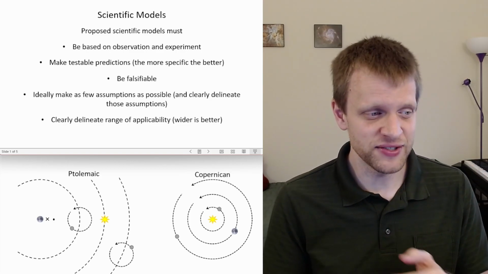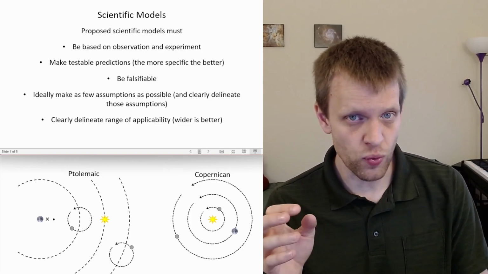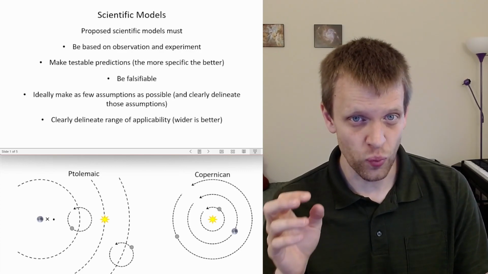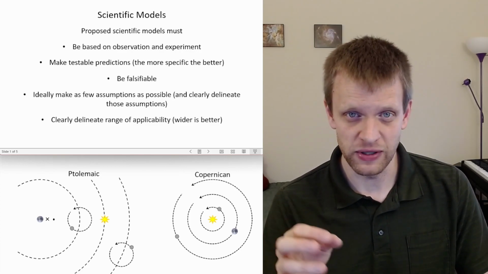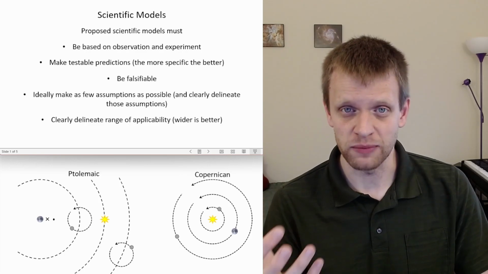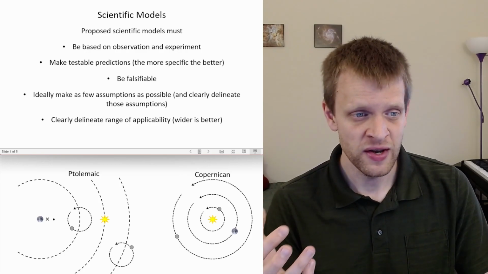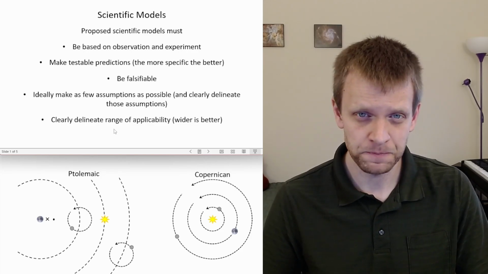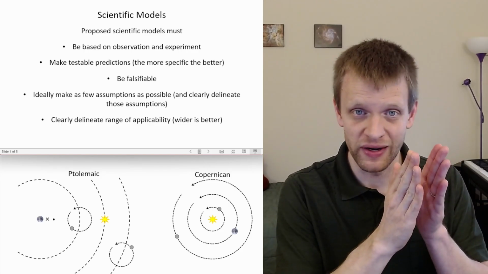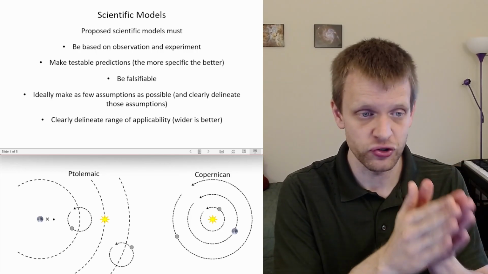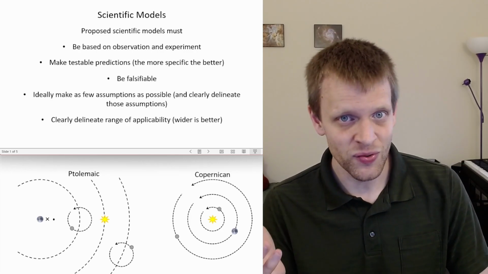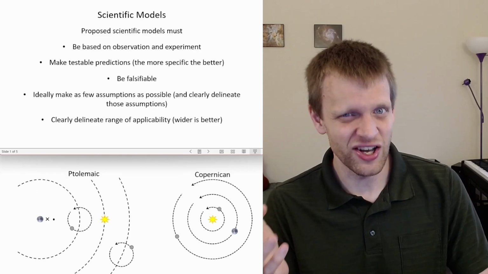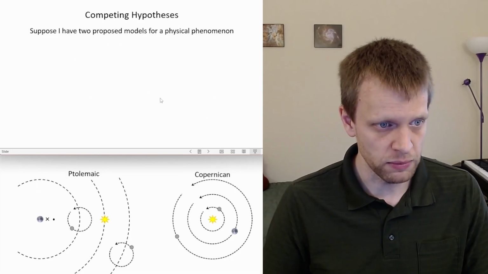That's not a particularly great way of doing science, because we want to have our models be falsifiable. If it has too many assumptions that are just introduced into it, or if it has too narrow a range of applicability, so it's only applicable under a very, very specific set of circumstances, then that's not ideal. We've got a bit of a problem there.